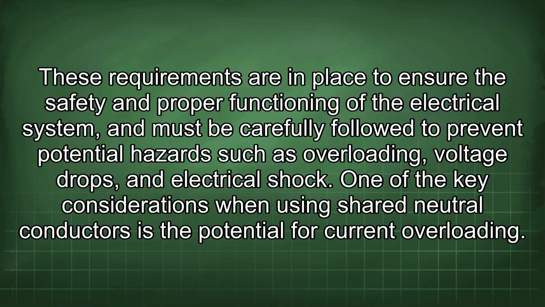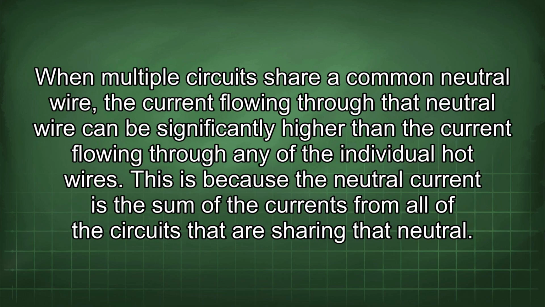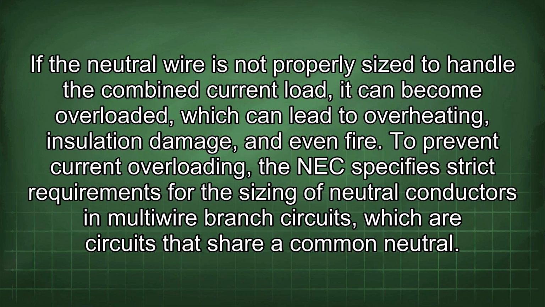One of the key considerations when using shared neutral conductors is the potential for current overloading. When multiple circuits share a common neutral wire, the current flowing through that neutral wire can be significantly higher than the current flowing through any of the individual hot wires. This is because the neutral current is the sum of the currents from all of the circuits that are sharing that neutral. If the neutral wire is not properly sized to handle the combined current load, it can become overloaded, which can lead to overheating, insulation damage, and even fire.